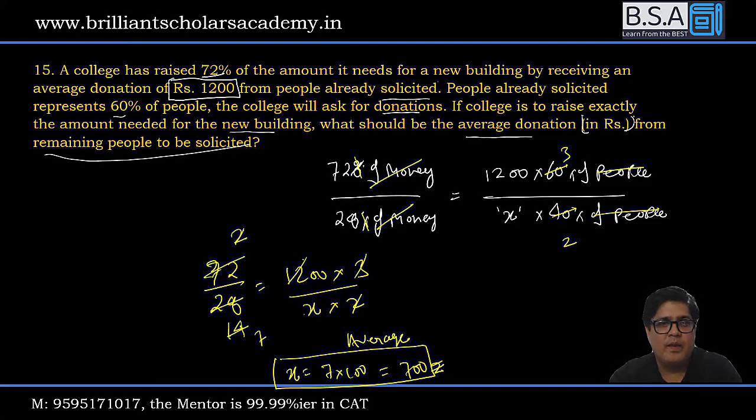Any doubts in this problem? Straightforward. Number of people into average money is equal to total collection. 60 number of people, average money 1200, multiplied gives 72% money. X rupees per person into 40% of the people is equal to 28% of the money directly. Any doubts in this? Shall we go to the next question?